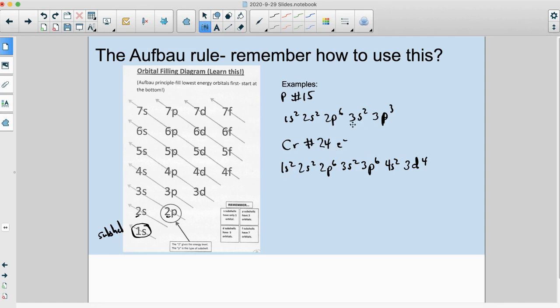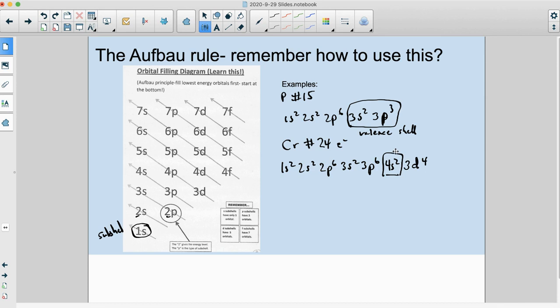What are our valence shell electrons here? Well, here's our valence shell for phosphorus, and we have 5 valence electrons. For chromium, here's our valence shell. There are 2 electrons in 4s.